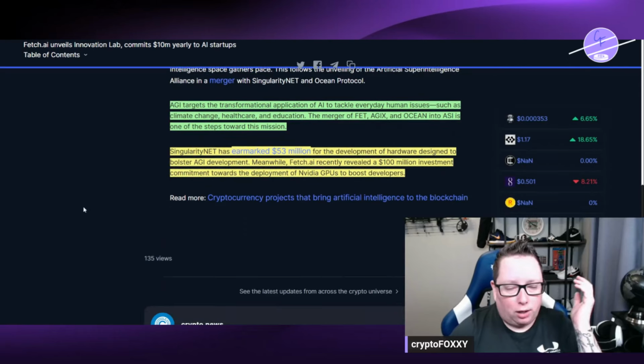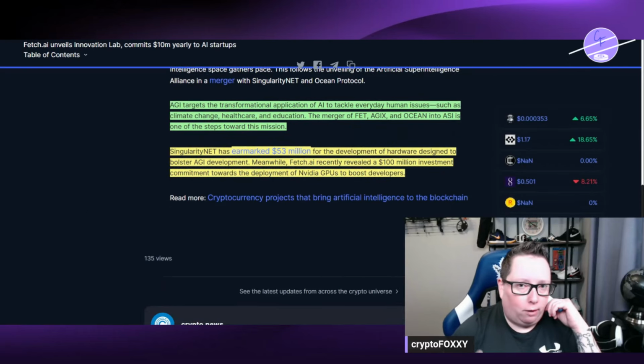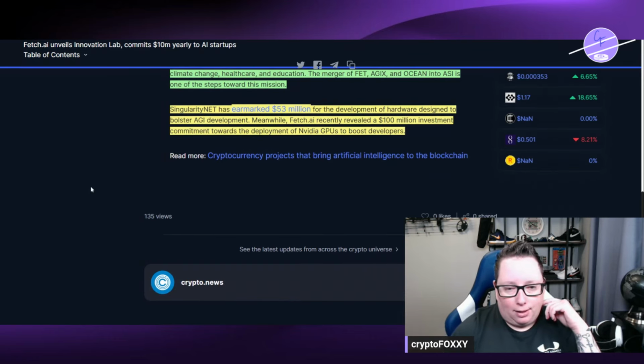So AGI is a part of the target of the Artificial Superintelligence Alliance, which FET is a part of. That targets the transformational application of AI to tackle everyday human issues, such as climate change, healthcare, and education. The merger of FET, AGIX, and Ocean into the ASI Alliance is one of the steps towards their mission. SingularityNET has also, unrelatedly, allocated $53 million for the development of hardware designed to bolster AGI development.